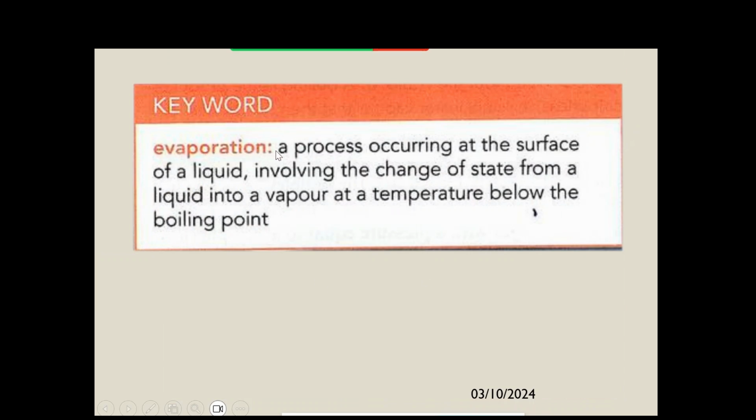The word evaporation describes a process which happens at the surface of a liquid, involving the change of state from a liquid into vapor at a temperature below the boiling point. When we boil water, for example, it doesn't convert into vapor at the boiling point directly; the temperature is raised gradually. And just before the boiling point, which is 100 degrees Celsius, the evaporation starts to take place.